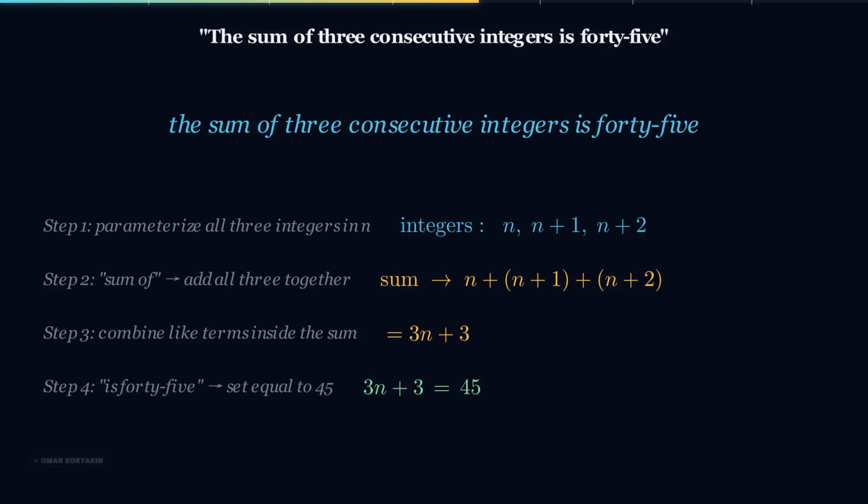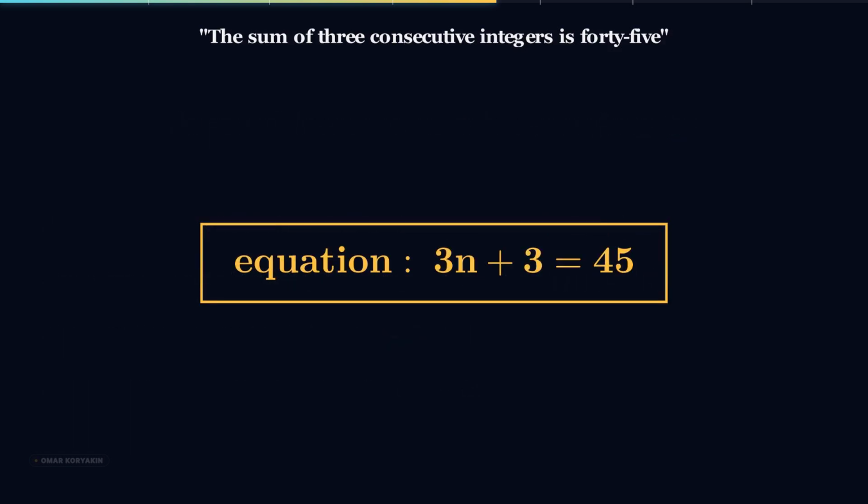Step 4. Verify the translation. 3n plus 3 equals 45 reads as 3 times a number plus 3 equals 45. The structure matches the original sentence. 3 consecutive integers means 3 copies of an unknown plus a small constant offset, summed equals 45. Translation confirmed. So the translated equation is 3n plus 3 equals 45.